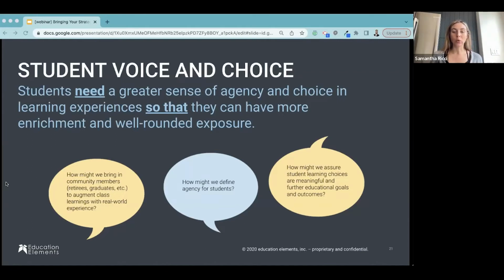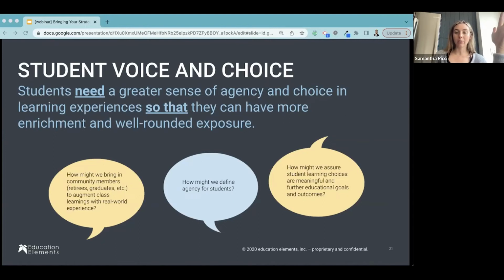And so started to ask questions around how might we bring in community members, retirees, graduates, et cetera, to augment class learning with real world experience? How might we define agency for students? And how might we assure student learning choices are meaningful and further educational goals and outcomes?